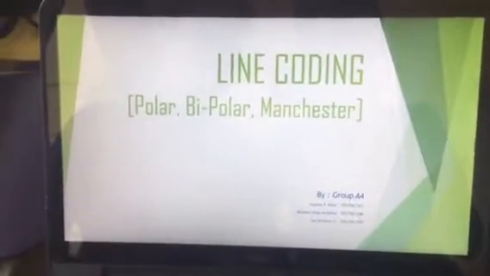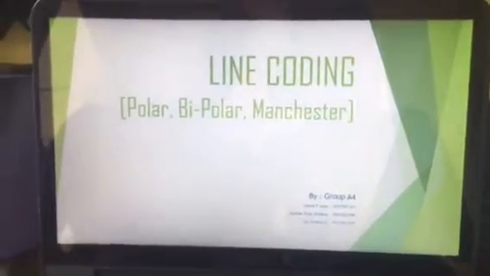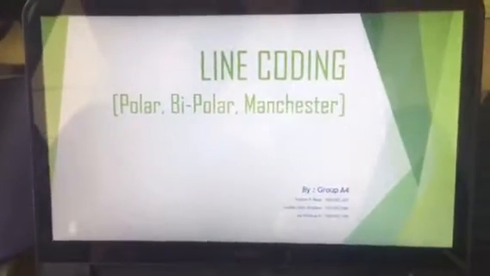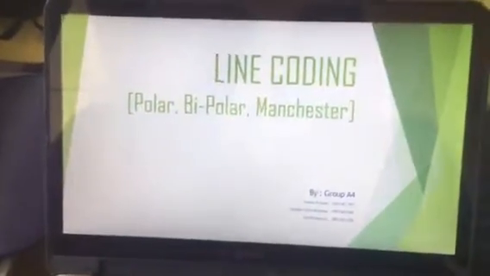There are different schemes available under line coding. They are polar, bipolar, Manchester, unipolar, Gray code, and all that. But we worked particularly on polar, bipolar, and Manchester.